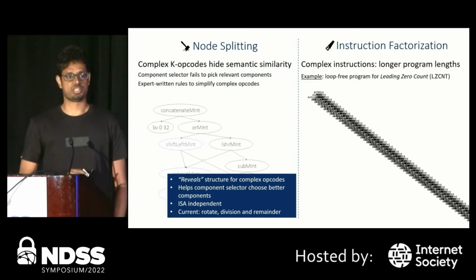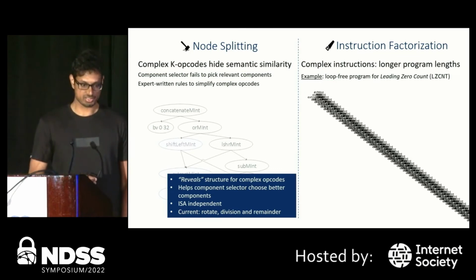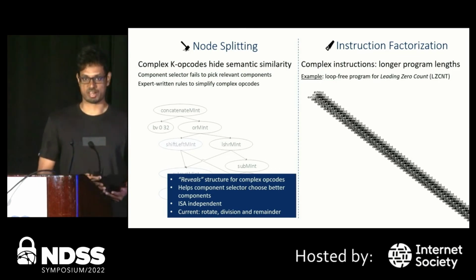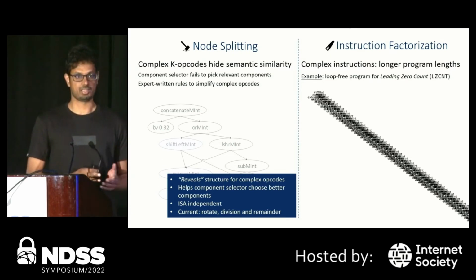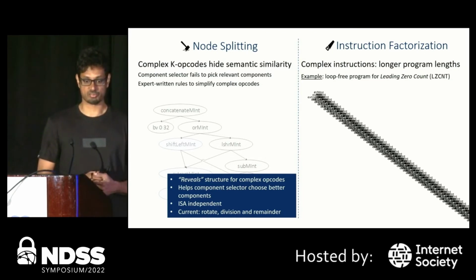Next, to synthesize complex instructions that may need very large translation lengths, we develop instruction factorization. This is a divide and conquer solution that tries to synthesize parts of the AST in isolation and combine the solutions to form the solution for the larger instruction. So here is an example of a large AST of leading zero count, and I will zoom into the very top here and simplify it to give you a view.